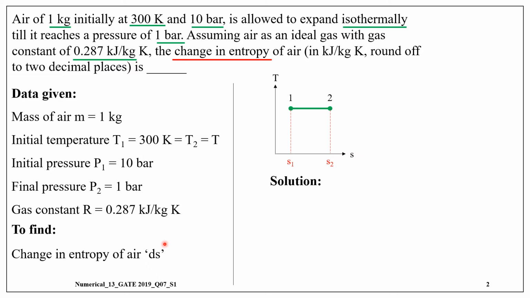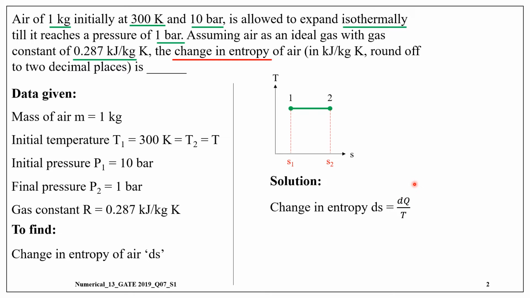And in the solution, we know change in entropy is equal to dq divided by T. Temperature T is given as 300 Kelvin. But what about this dq? It's not given directly. Suppose if you are able to calculate dq from the other data given, then we may find the required quantity, change in entropy of air ds.